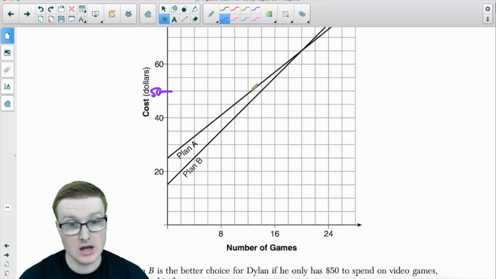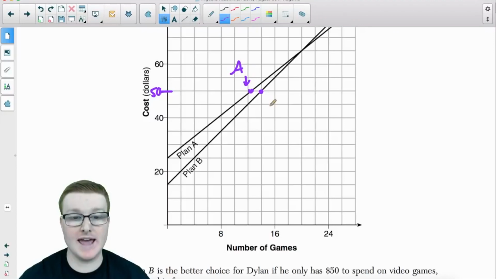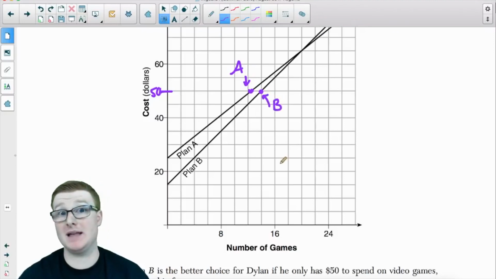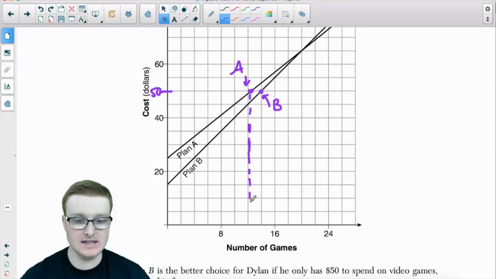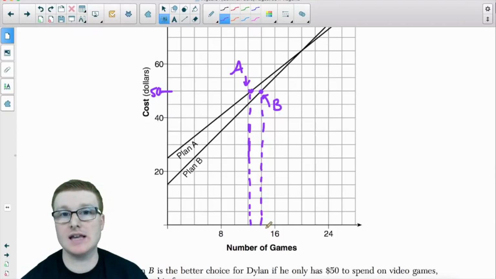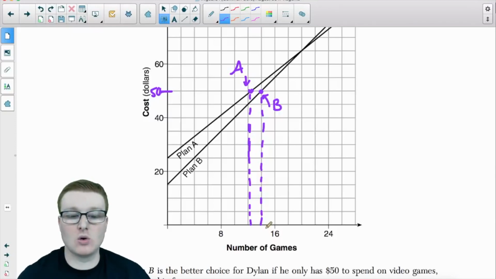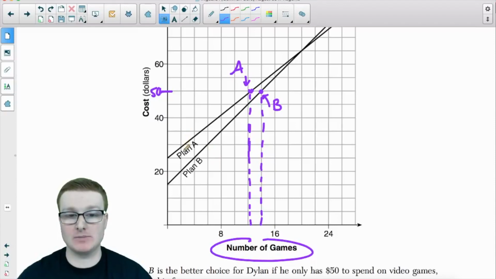So if we go across, we get this intersection point, and we get this intersection point. This intersection point you see here is with plan A. This intersection point that you see here is with plan B. So follow this down, folks. Watch this. Plan A is down here. Plan B is down here. He's getting more from plan B, so he's getting his money's worth. He's getting more games, or the number of games. He's getting more games from plan B as opposed to plan A, because plan A has a higher membership cost.